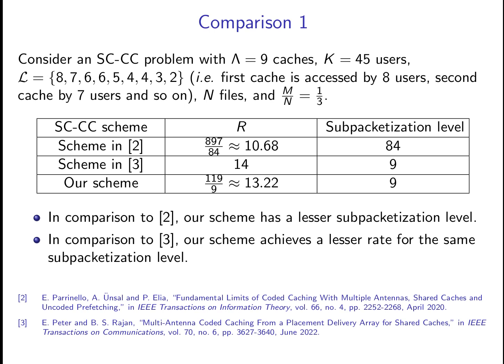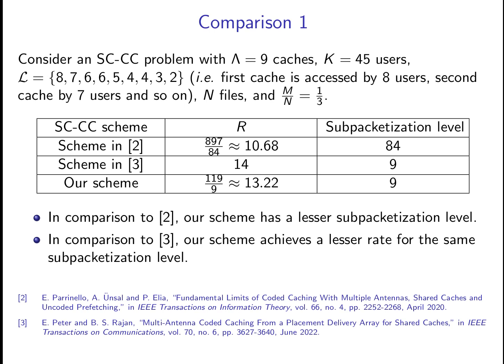So here what is happening is that the scheme in 2, the optimal scheme, is achieving a rate of 10.68 files for a subpacketization level of 84. Our scheme is achieving a rate of 13.22 files, which is higher. We are sacrificing on the rate, but we are gaining on the subpacketization level because our subpacketization level is only 9. In comparison to 2, our scheme has a lesser subpacketization level.